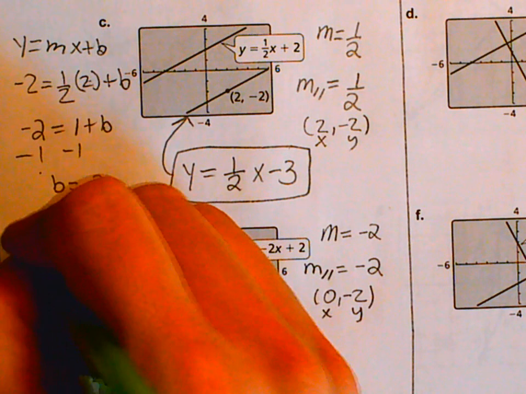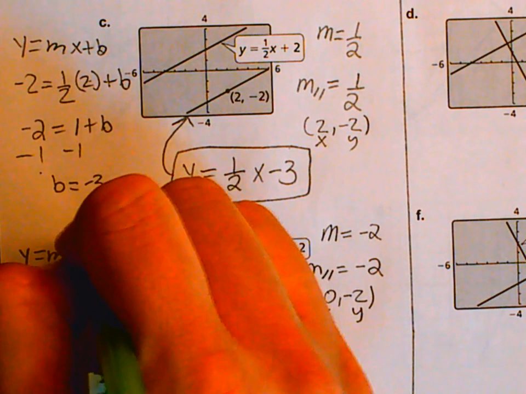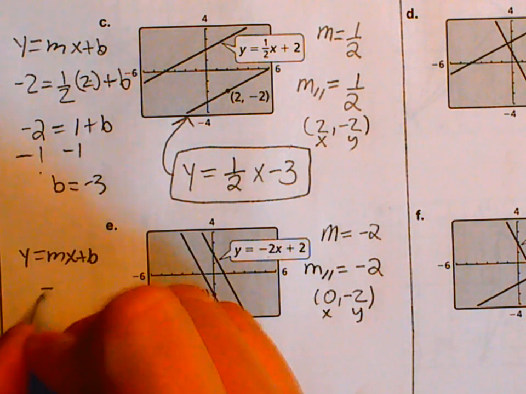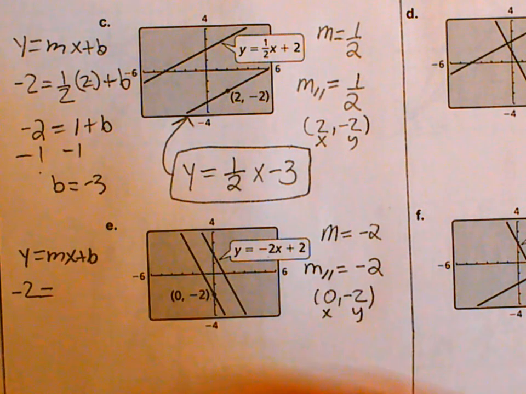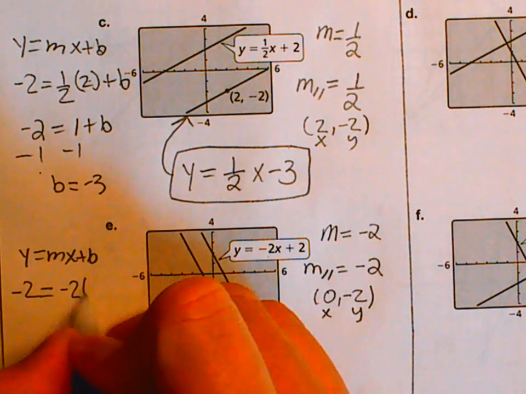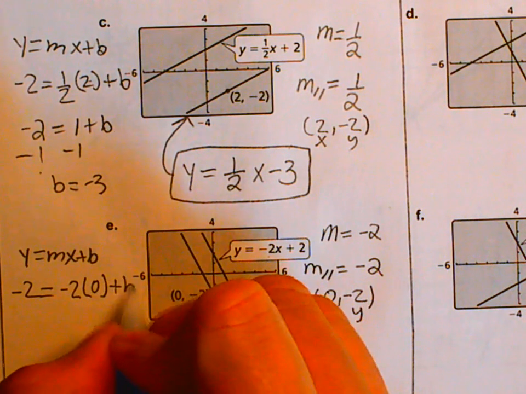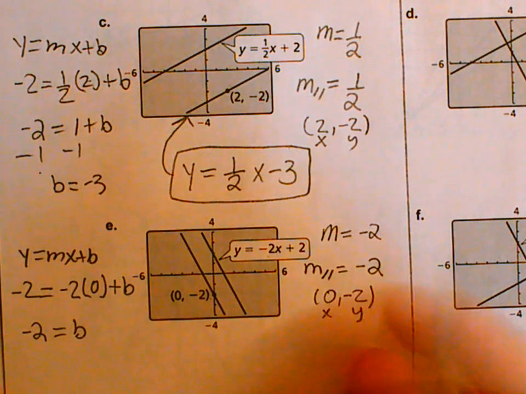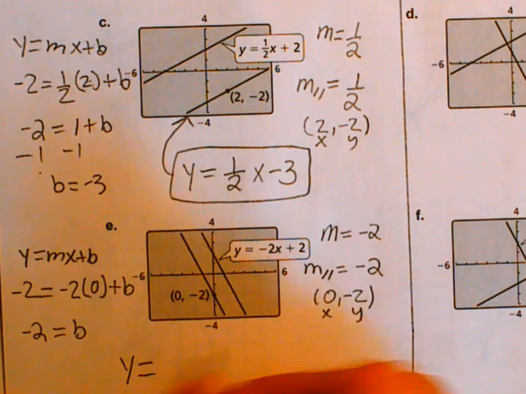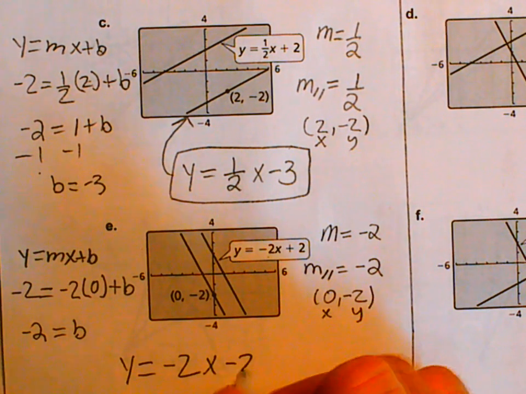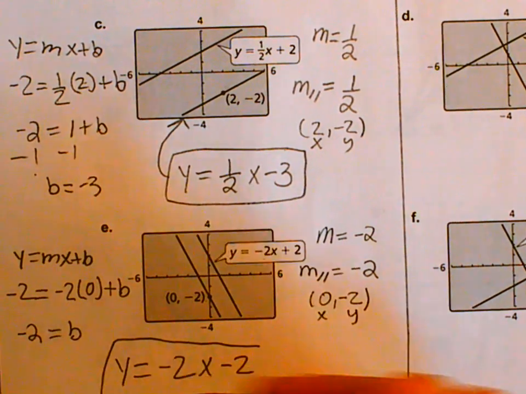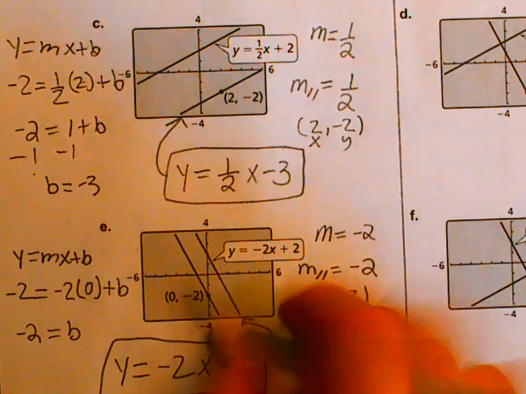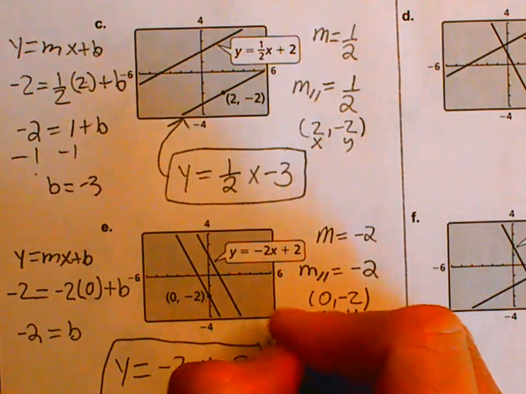So once again, my equation, y = mx + b, you're going to plug those values in. x is 0, y is -2. -2, the slope is also -2, multiplied by 0 plus b. So that right there is going to be 0. So -2 equals b. So that gives me my equation: y equals -2x minus 2. And that is the equation for that line right there. Nope, not that line. That line right there.